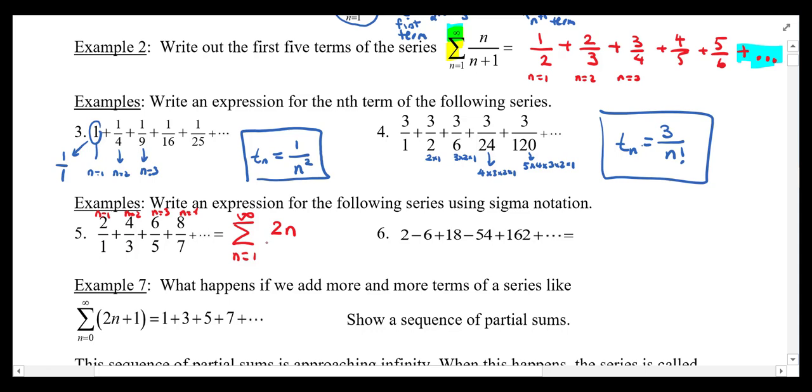How can I find an expression to represent the denominator? Terms seem to be odd this time. 2n. Oops, that's too much, right? 2 times 1 is 2. Gotta subtract 1. And there you have it. Done.